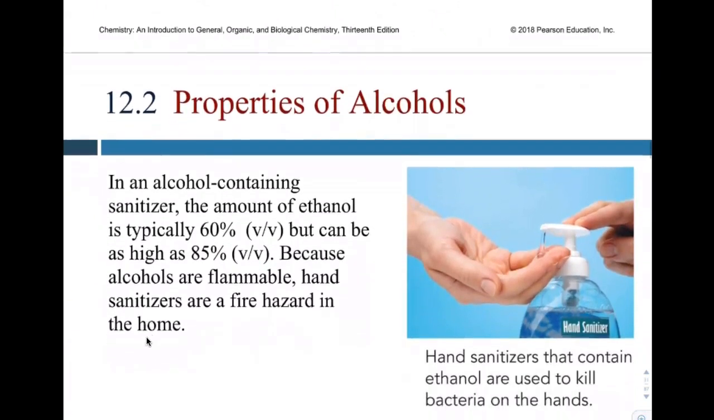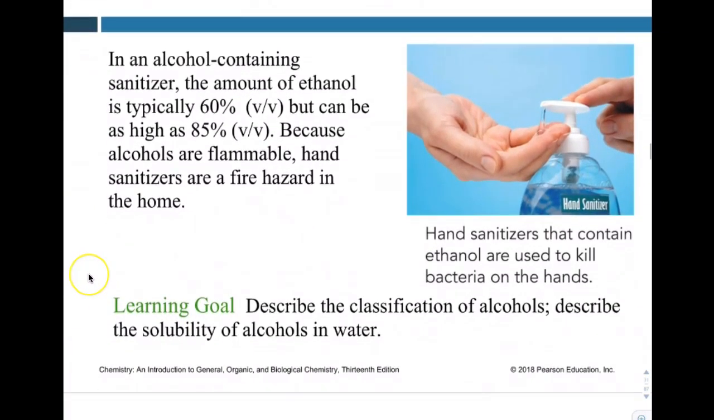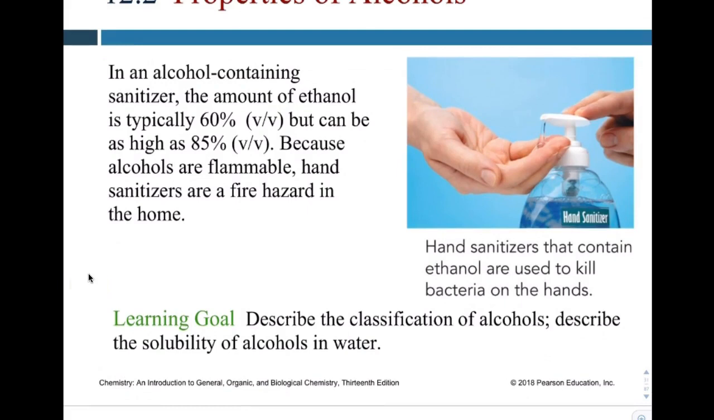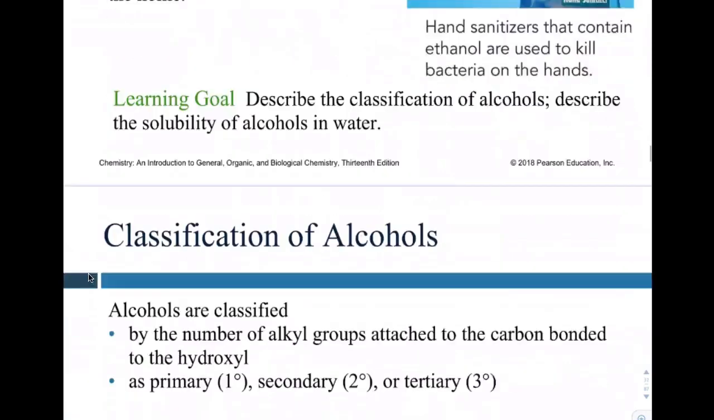Properties of alcohol. You are familiar with alcohols. Hand sanitizers use alcohols, but they're flammable, so be careful with your hand sanitizer. It will catch on fire. There is a really dumb challenge where people put hand sanitizer on their bodies and light it on fire. It's really not smart. Please don't do that.